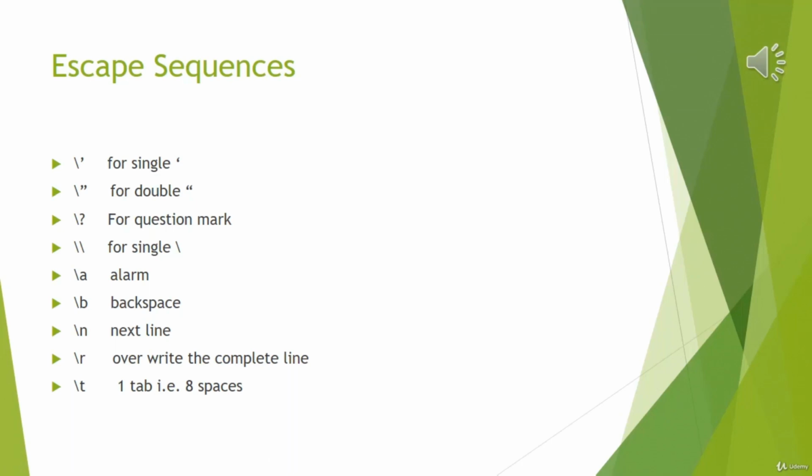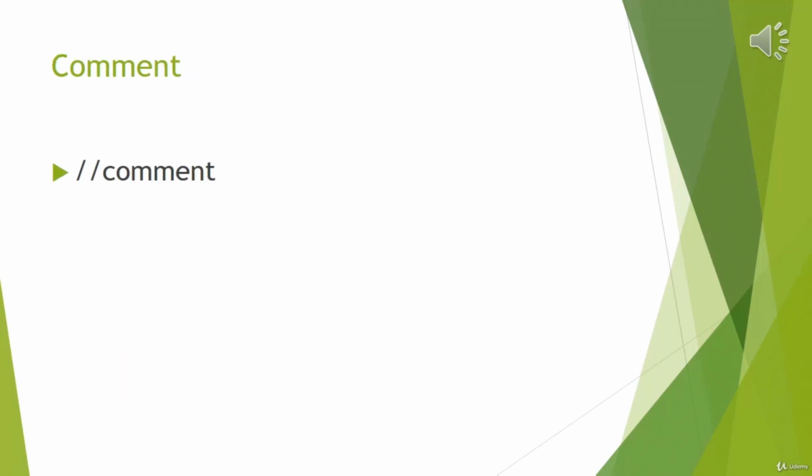If we want to make a beep sound, we will use \a. If we want to make a backspace, then we will type \b. For next line we will type \n. To overwrite the complete line we will type \r. And \t is used for the tab, that is 8 spaces actually.